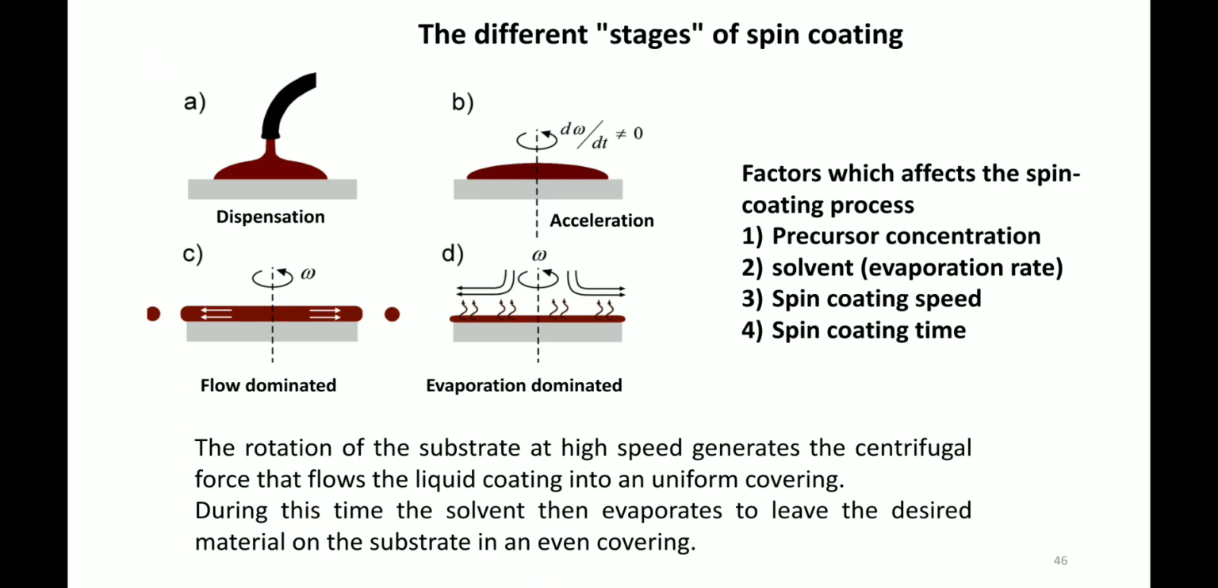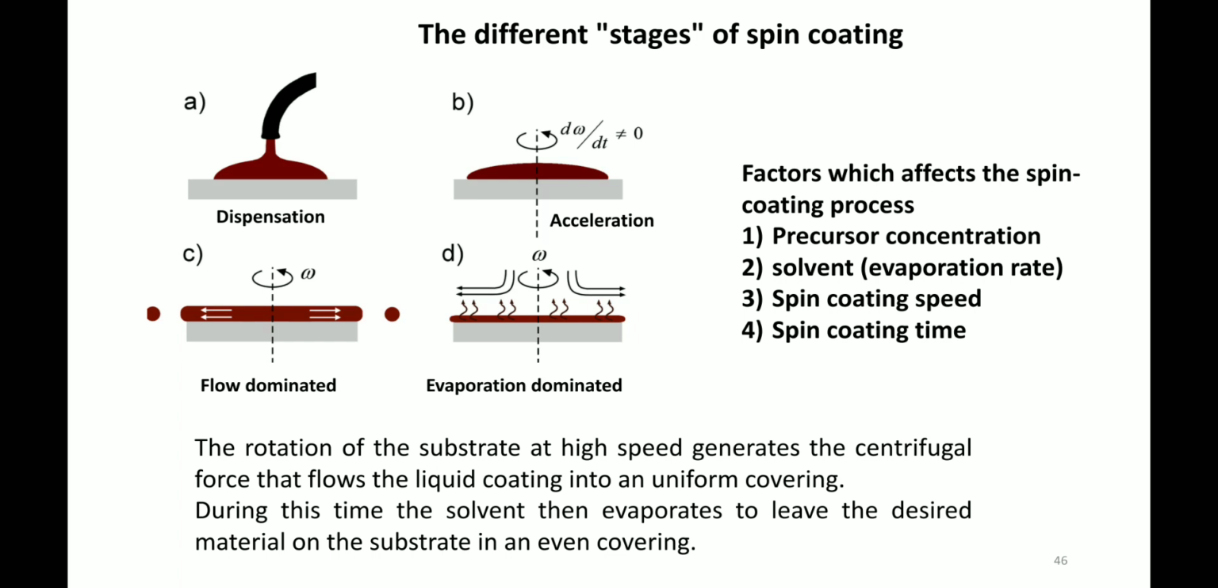Now let's try to understand how the spin coating machine is able to deposit thin films. Here you can see that there are four important parameters or factors which affect the spin coating technique. First is the precursor concentration. Basically you are going to make a solution, so you have to be careful which type of precursor you are using and what is the concentration of that precursor in the solution.